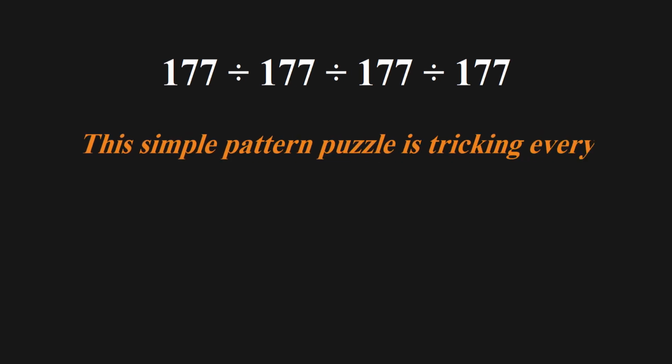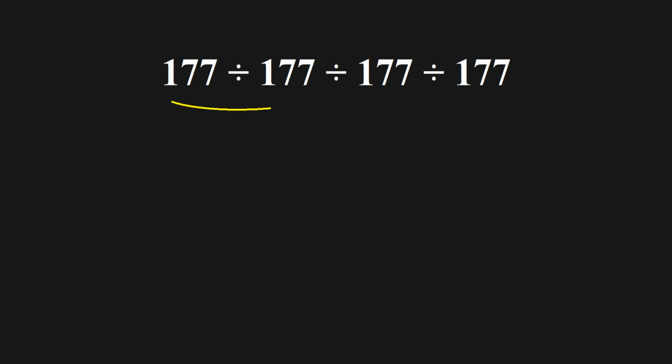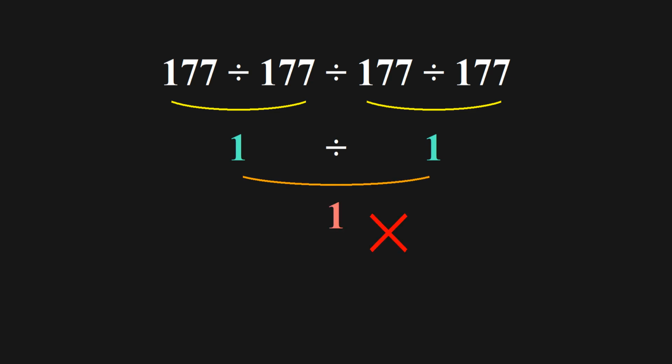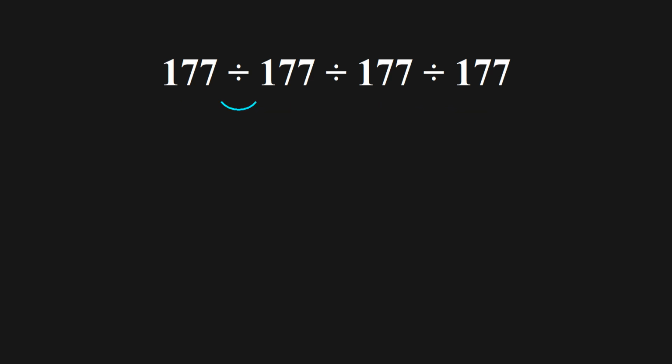In this segment today, 177 divided by 177, which equals 1, and 177 divided by 177 equals 1. Now we have this problem, 1 divided by 1, which equals 1. But this answer is not correct because according to the order of operations, we must do this division, then this division, and at last this division.